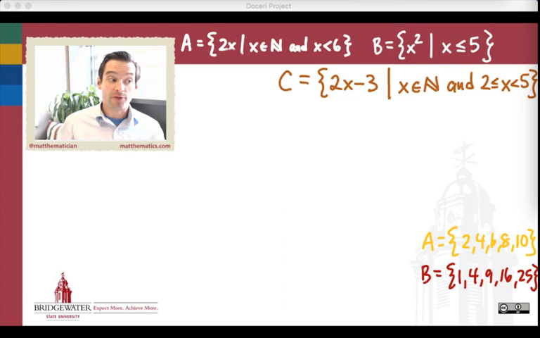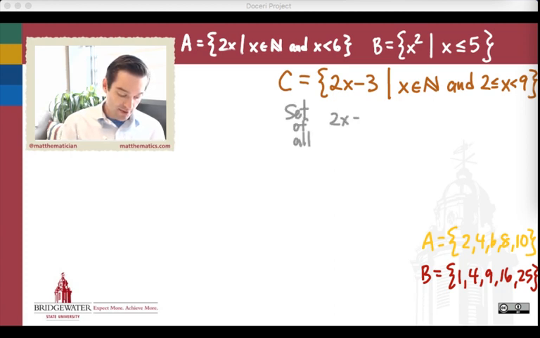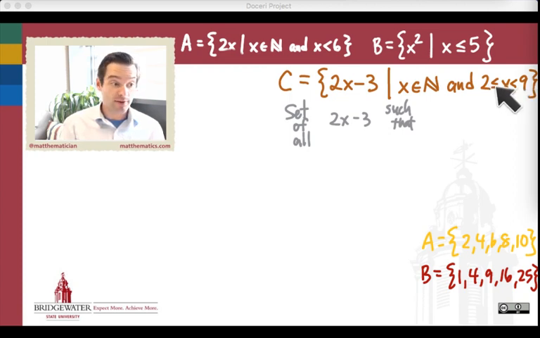Now let's come up with a roster for C. Actually, I'm going to change this definition a little bit so that I make sure the problem is still interesting. Let's say 2 is less than or equal to x is less than 9. Okay. So when I unpack this set builder notation, I'm going to read it as the set of all 2x minus 3's so that x is a natural number and x is between 2 and 9. So it's greater than or equal to 2, and it's less than 9.